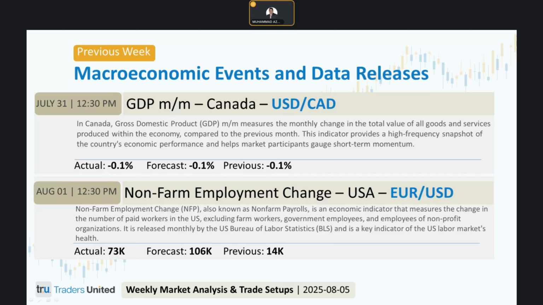But what happened is that we got a 73K result, which is a disappointing figure and increases the probability of future monetary easing. It raises red flags about slowing economic momentum in the broader economy and could weaken the US dollar, pushing the euro dollar currency pair higher as risk sentiment shifts.